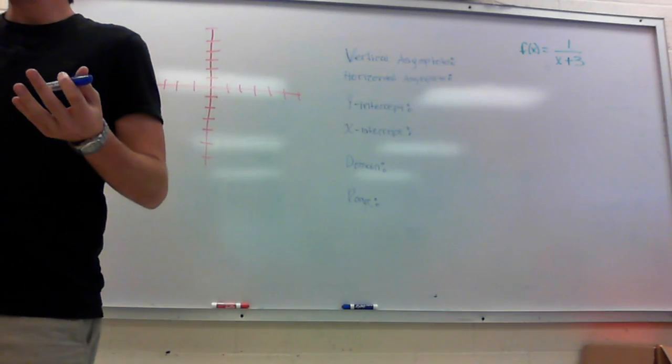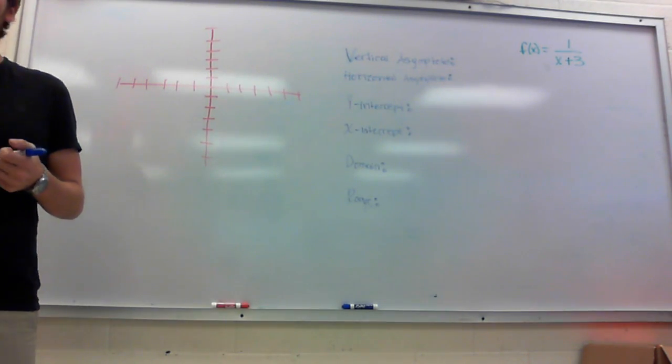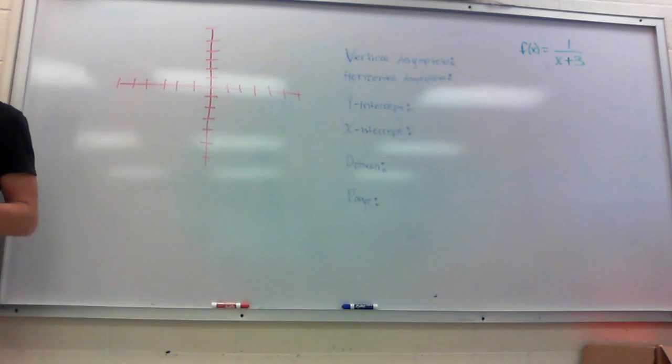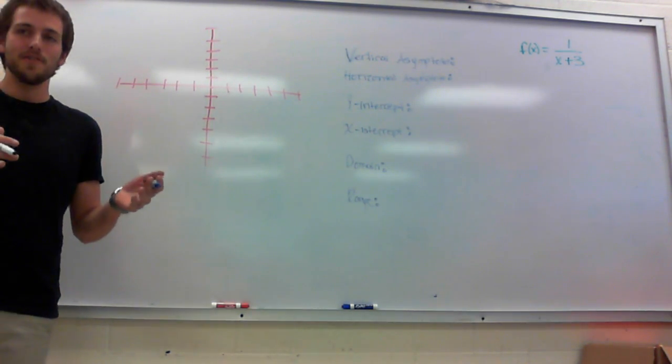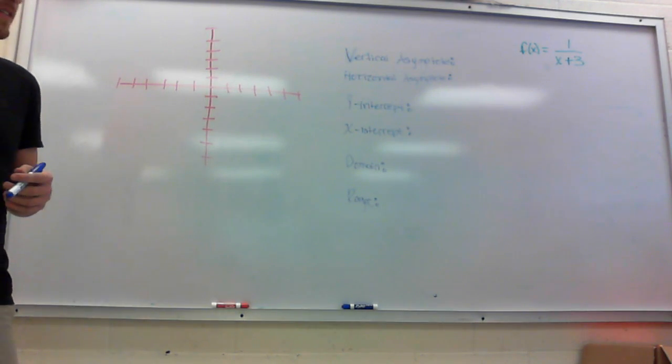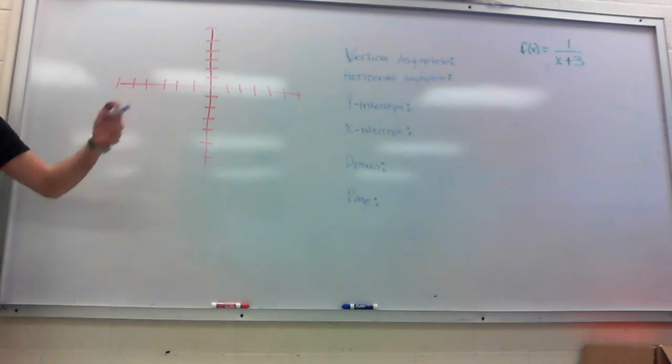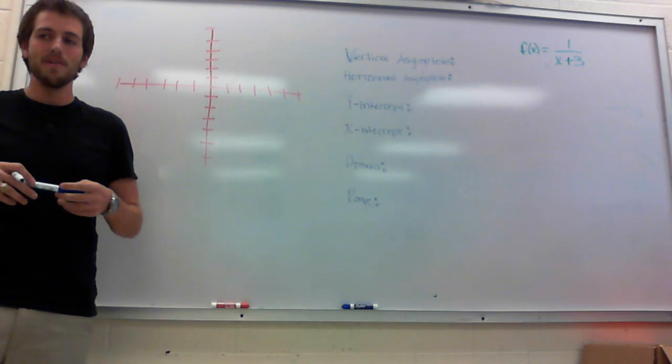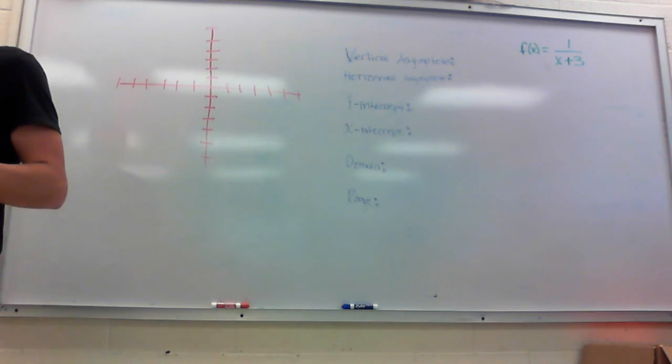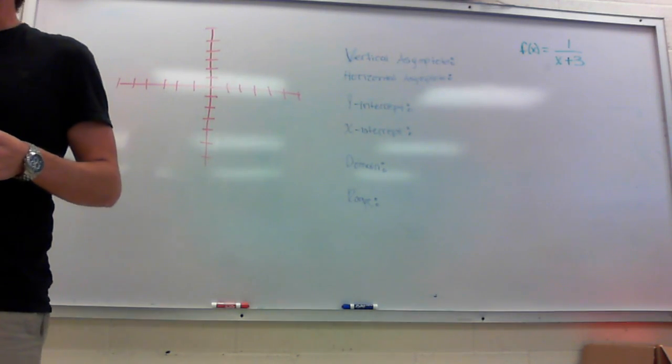All right, so today we're starting a lesson on graphing rational functions. In order to graph rational functions, we're going to need 6 pieces of information that we discussed yesterday. Those 6 pieces of information, what I usually call the 6 deadly sins of rationals, are as follows: the vertical asymptotes, the horizontal asymptotes, the y-intercepts, the x-intercepts, and the domain and range.